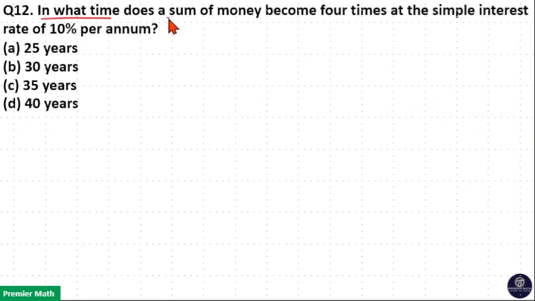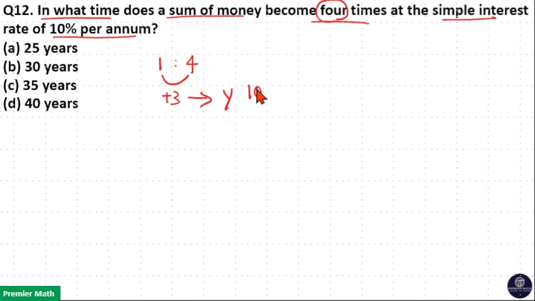In what time does the sum of money become 4 times at the simple interest rate of 10% per annum? If I invest 1 unit in the bank, after some years, I will get 4 times the initial amount. That is, I will receive 4 units after some years. Now here the difference is 3 units. This 3 unit I received in Y years at a rate of 10% per annum. Now 0 cancel. Y, the number of years, is equal to 3 into 10, 30 years. So option B is your answer.